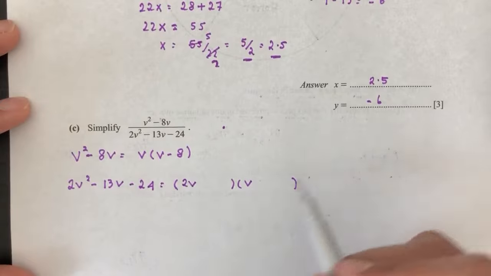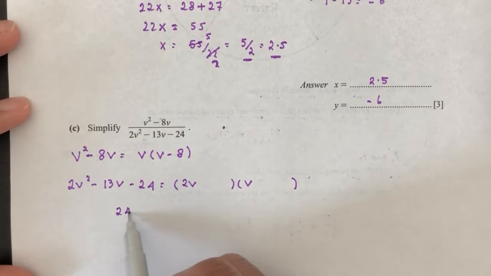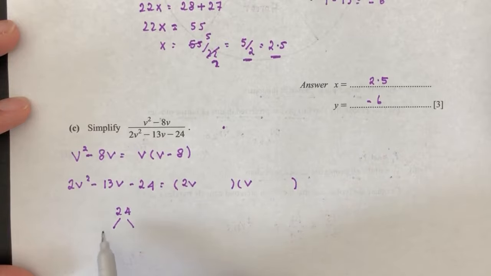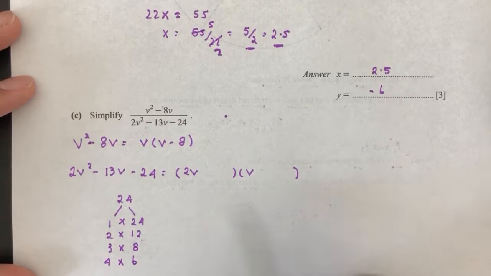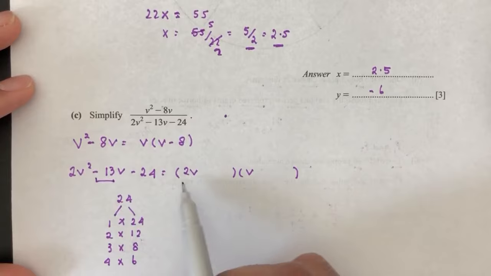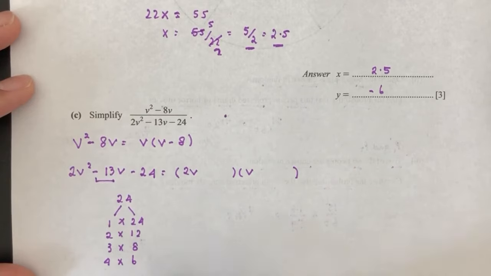And what is 24? 24 is, it can be 1 times 24, it can be 2 times 12, it can be 3 times 8, it can be 4 times 6. But we are looking for minus 13. So how do you get minus 13 from the factors? Let's find out. We have to try.